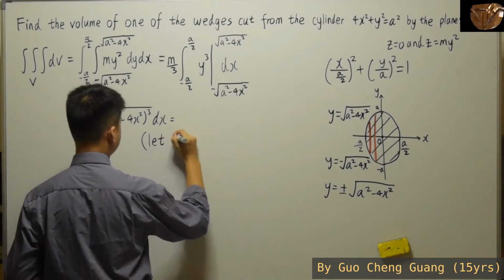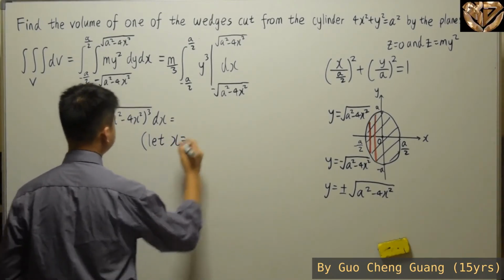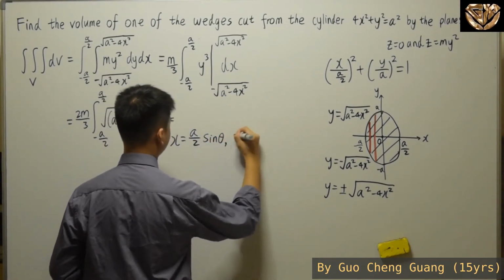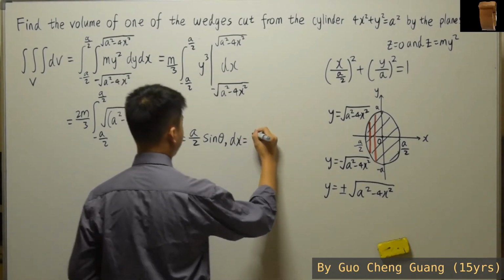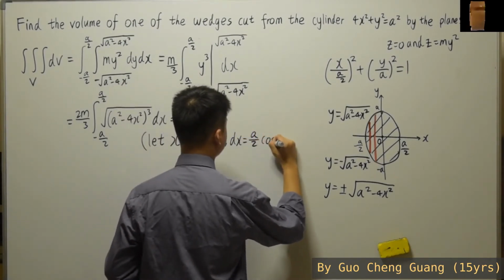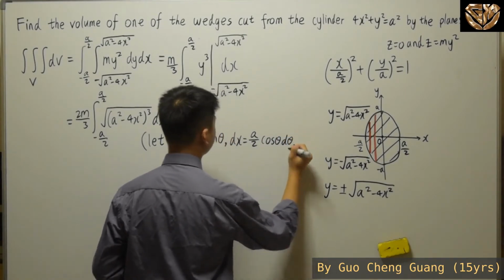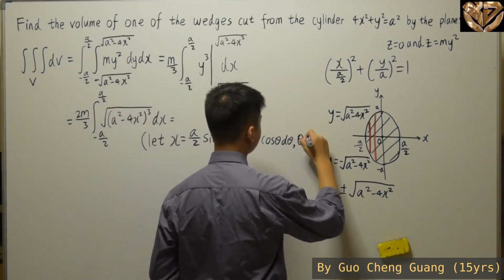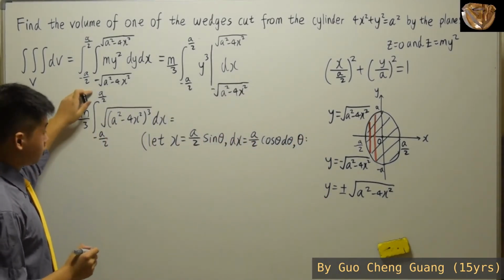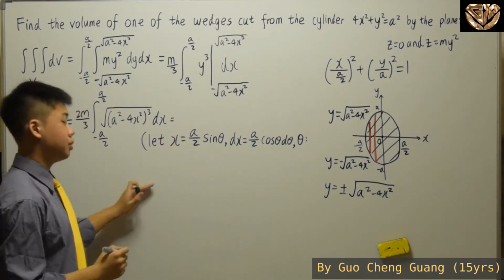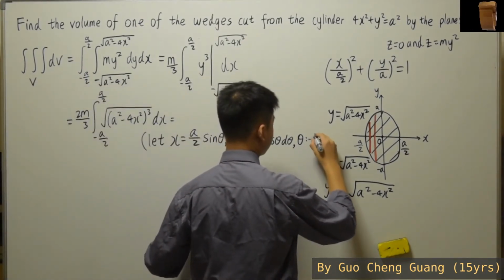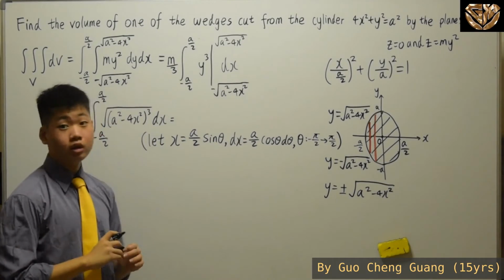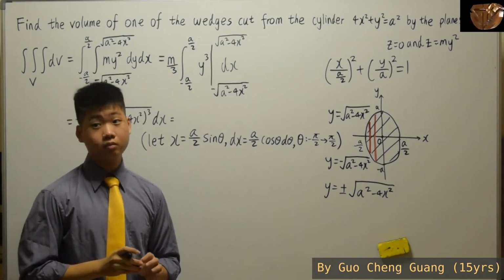Alright, so you can just let x be, let's say, a over 2 sine theta. So when you have dx, you're going to have a over 2 cosine theta d theta. Right, and of course you need to know your range for theta. Since it's from negative a over 2 to a over 2, that means sine theta is from negative 1 to positive 1, which means this will be from negative half pi to half pi. Alright, so this is what we will see.